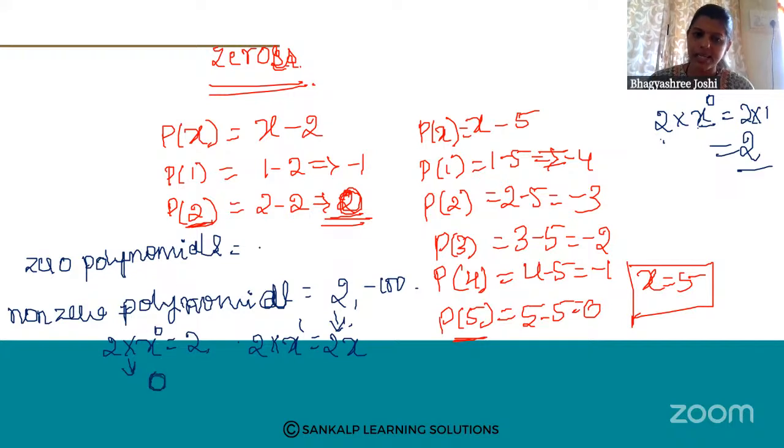Okay. Next. Here it is minus 100 into x raised to 0. Then you will get minus 100 only. Here also the degree of the polynomial is 0. See, this is a zero-degree polynomial.